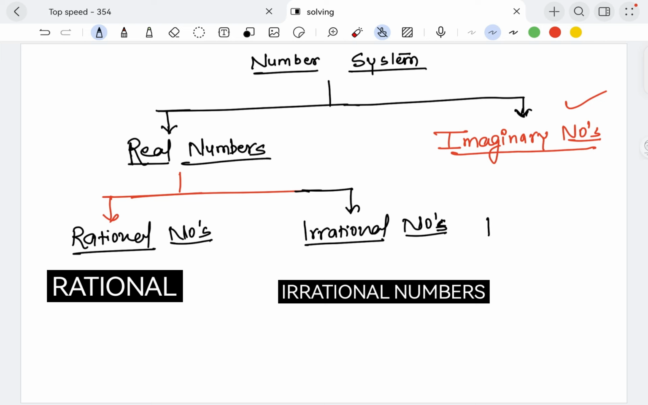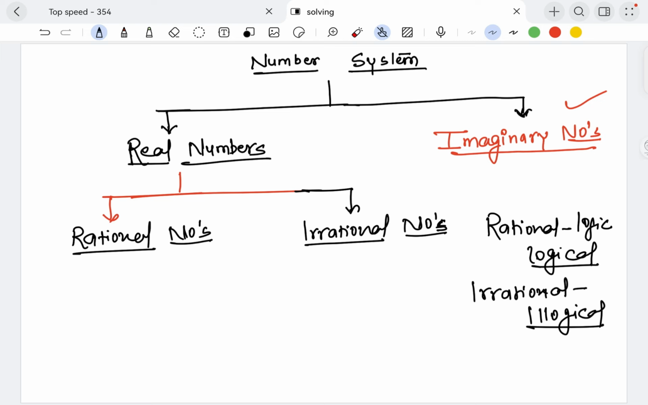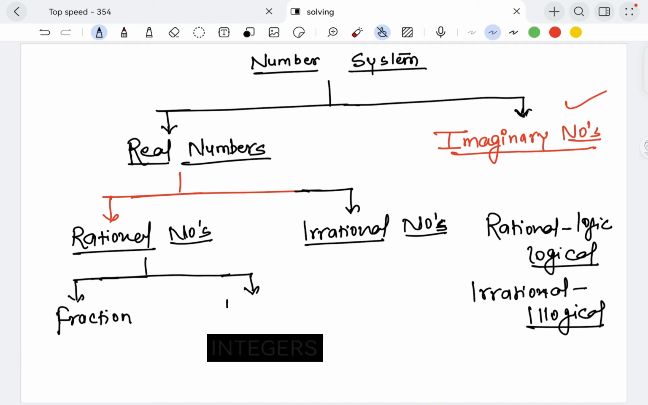In English, rational means logic or logical. Somebody who gives logic is known as a rational person. Somebody who talks very illogically is known as an irrational person. Irrational means illogical. Well, this is the literal meaning of rational and irrational, but we won't go on the literal meaning. Somehow the name came from logical and illogical numbers. So rational numbers are those numbers which can be further subdivided into, okay, see this is very important, fractions and integers.